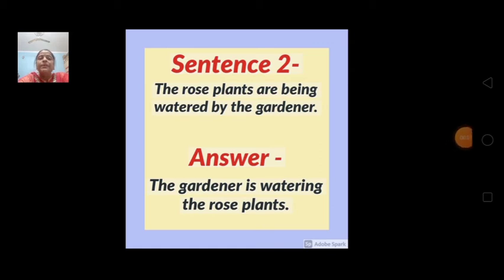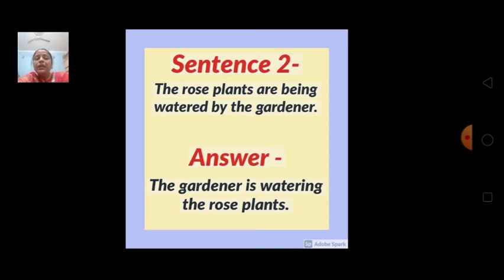Now example 2. The rose plants are being watered by the gardener. This is a passive voice sentence in present continuous tense. Why present continuous? Because we have used here are being plus third form. Children, the tenses rule we have already done. If you still have any doubt, please watch the second video again. So while changing this sentence back to active voice, what are we going to do?